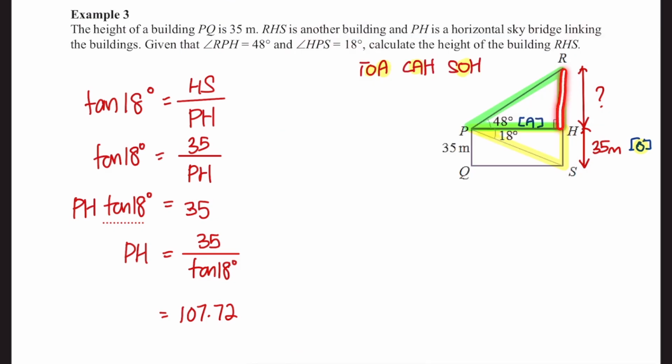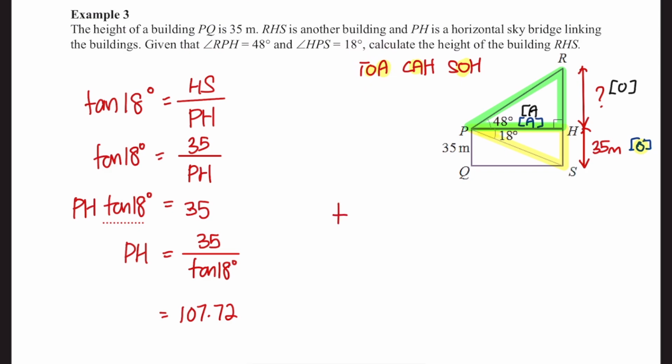RH is the opposite side. Based on this angle here and this triangle, RH is the opposite side, PH is the adjacent side. So different triangle with different labeling. RH is the opposite side, PH is the adjacent side. Okay, so based on my tuakaso again, I know I want to find an unknown length. I know the angle. I know the adjacent side. I want to find the opposite. So O and A, I'll use tangent again. I'll use toa.